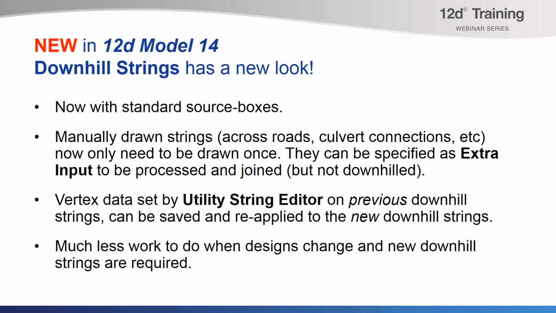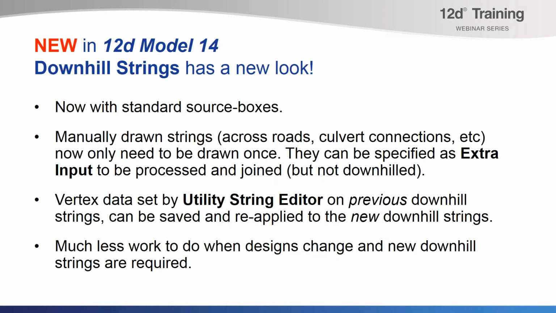So this will process those strings and determine where all the high points and the low points on the strings are, and split them at the high points and low points and point them all in the downhill direction so that they're all consistently pointing downhill. But we now have standard source boxes because the source box in the last few versions has supported model masks. It never did previously when this option was first written, the downhill strings option, but now that the standard source boxes can, we've put them on the downhill strings panel now.